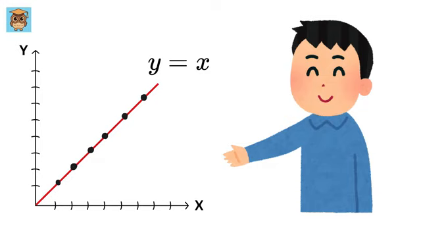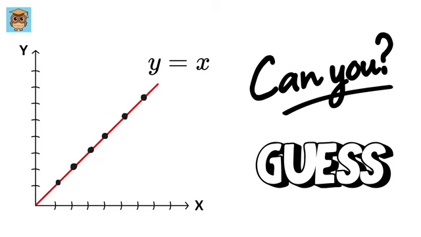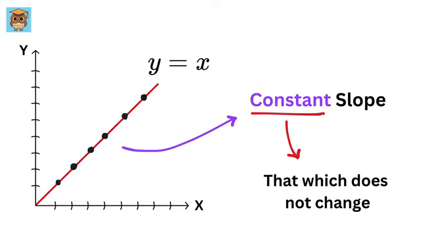Let's go back to the straight line for a moment. A straight line has a very special property. It has a constant slope. The slope tells us how steep the line is. That is how much y changes when x changes.